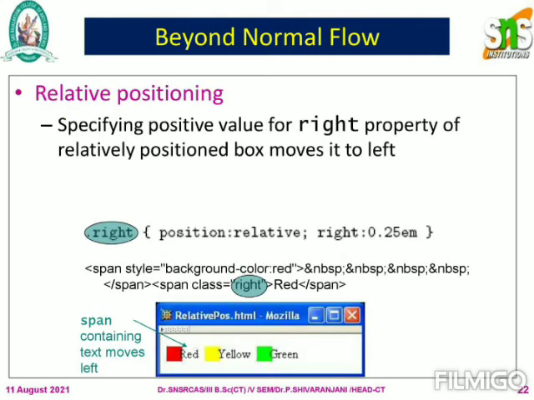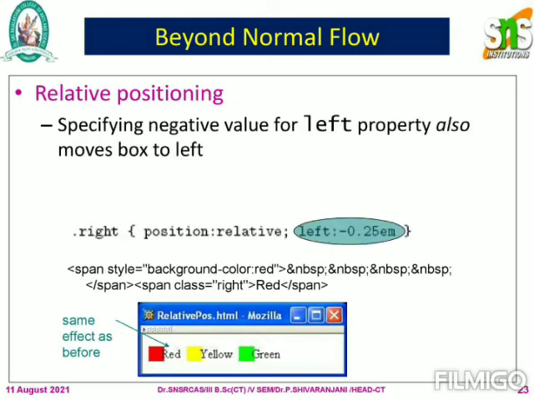The next one is your relative positioning. It helps you specify a positive value for the right property of the relative positioned box, which moves it to the left. So now I am moving the content to the right, as we have seen already. Next, we are moving the position of the particular element to the left by 2.5 em. This is an example of relative positioning.